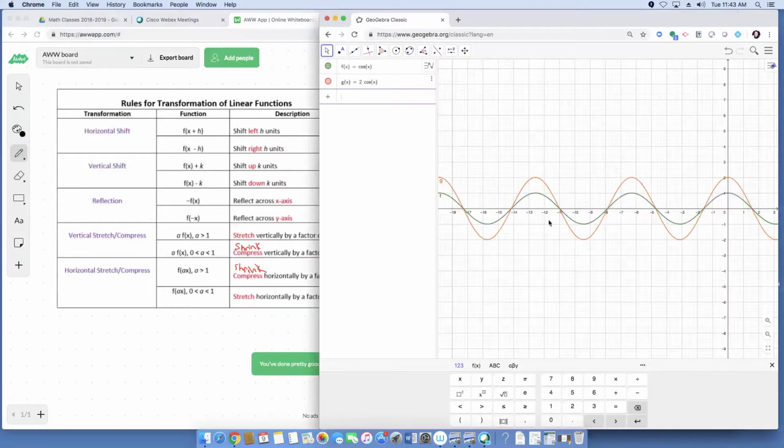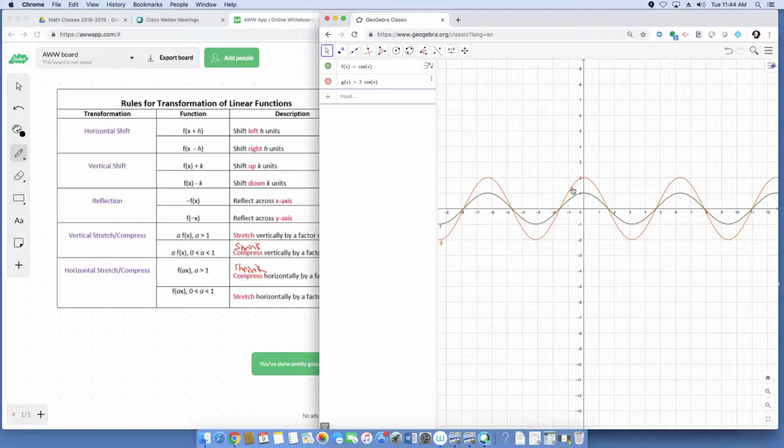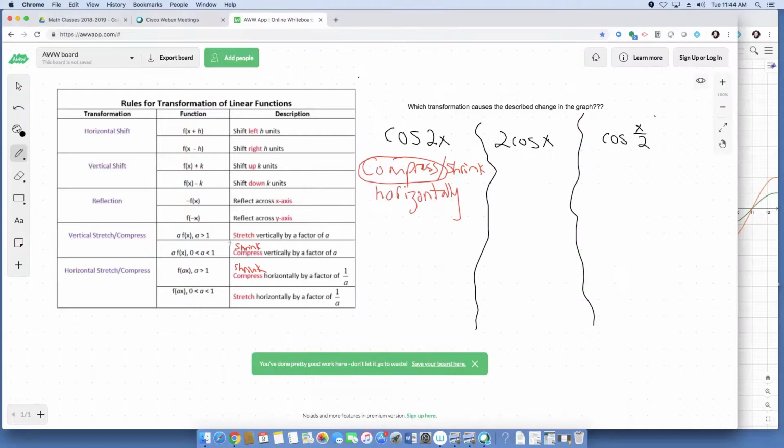Okay, so again, let's check this out. Here's our parent function, what it looks like, and then our transformed function. Now you can see here that it's getting taller, right? It got taller, so the transformation is happening vertically. It's happening up and down. It's a vertical transformation. So you can eliminate some of these by just saying, okay, it's not a horizontal transformation, it's a vertical transformation. So now I just have to decide, okay, is it this one or this one?